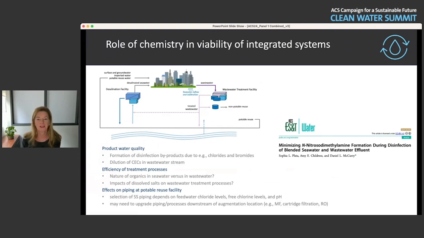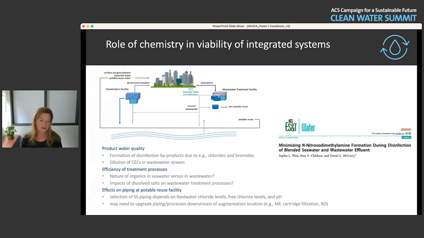And there's a big role of chemistry in the viability of these integrations. Like I said, these are concepts that we've proposed and we're analyzing. There's details to be worked out, including a lot of chemistry details on the product water quality. Are we forming disinfection byproducts? Are we getting dilution of contaminants of emerging concern in the wastewater stream? Is that enough? Is dilution enough? Looking at the efficiency of the treatment processes, we need to consider how the organics in the seawater are different than the organics in wastewater, and also the impacts of dissolved salts on the wastewater treatment processes.